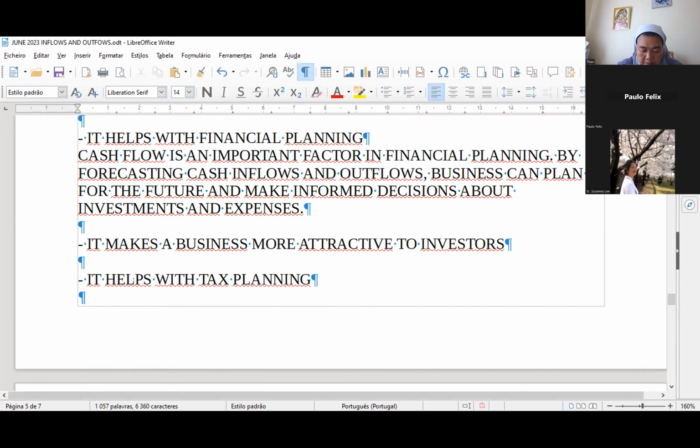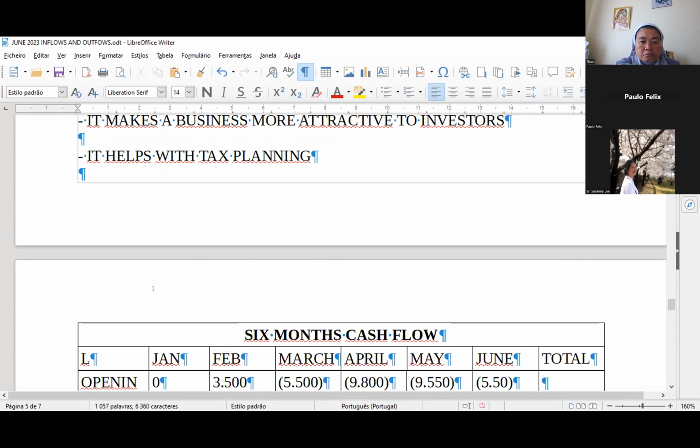So it also makes a business more attractive to investors. It helps with tax planning. It's a bit like our school. If we have good results at the end of the month or the end of the year, and teachers are committed, we attract more students. If there is poor performance, people run away, and so there is no lifeblood in this institution, this school.